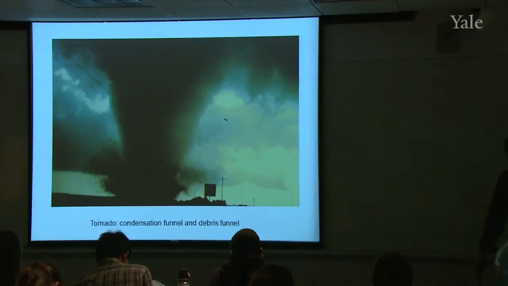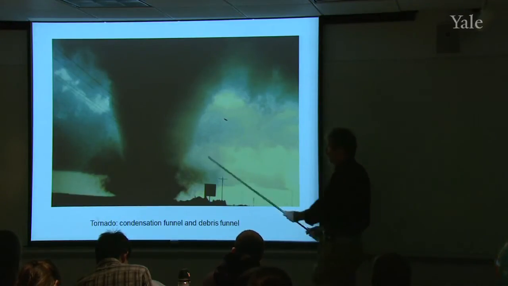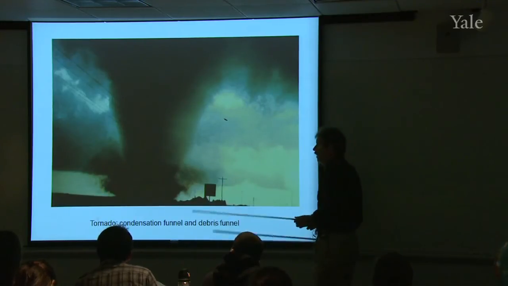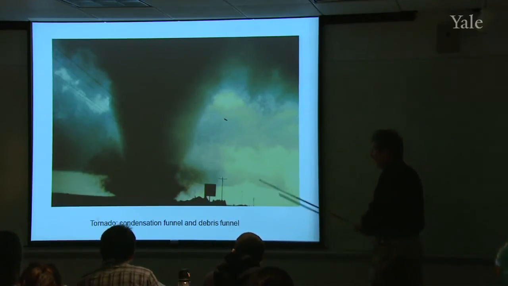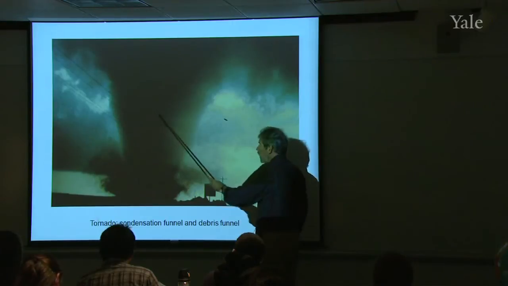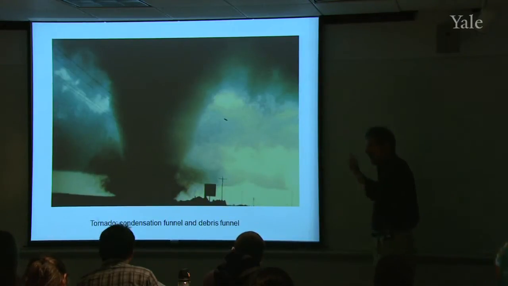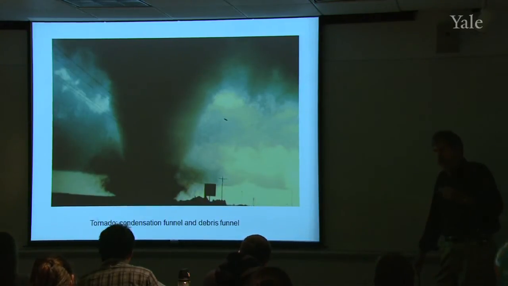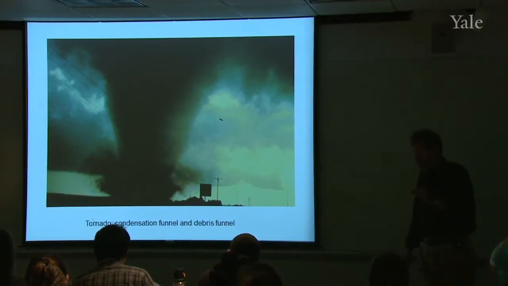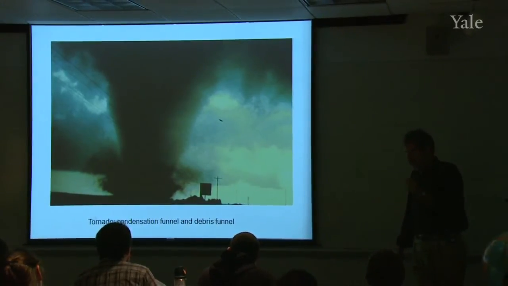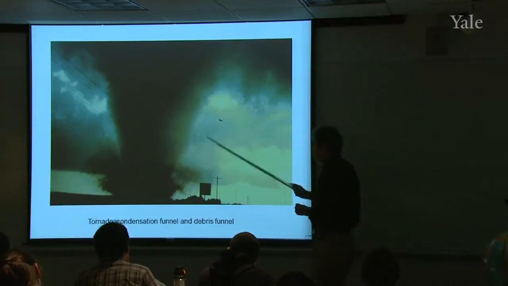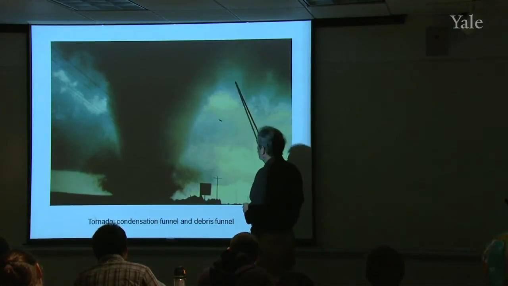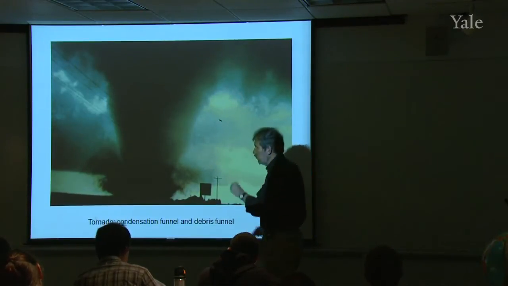I don't know if I got this far, but here's a picture of one. And earlier in the course, we talked about the visual appearance of a funnel. And this is called the condensation funnel. That is basically a cloud composed of tiny liquid water droplets that's produced when air from outside moves in and drops its pressure.